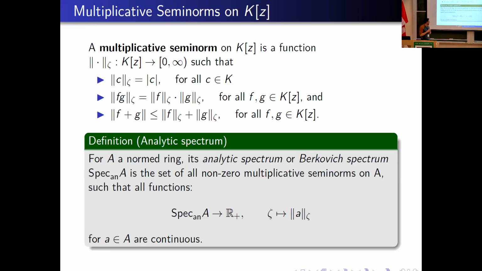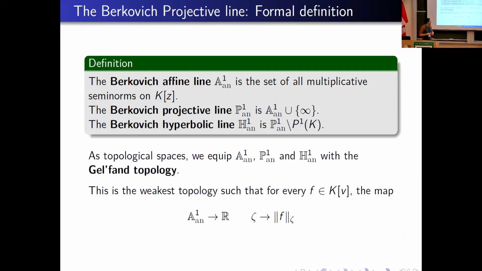If you have a normed ring, you consider the analytic spectrum, also called the Berkovich spectrum, which is the set of all non-zero multiplicative semi-norms, and you equip it with a topology such that these are continuous. If you do so, you get the Berkovich affine line, which is the set of all multiplicative semi-norms. You can compactify this to get the projective line.